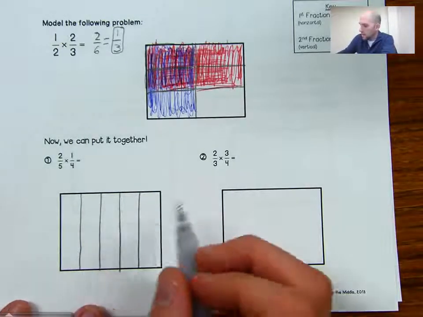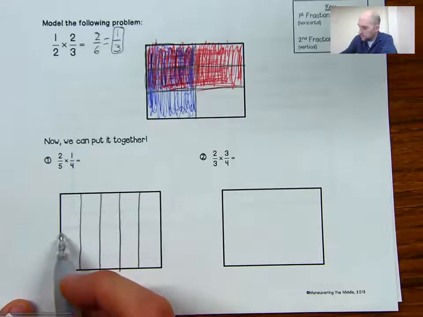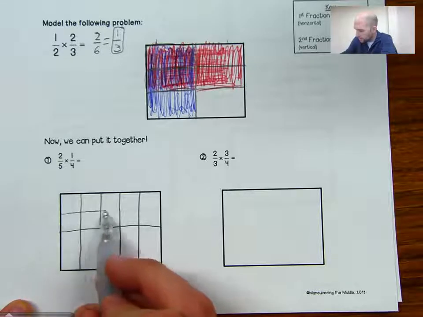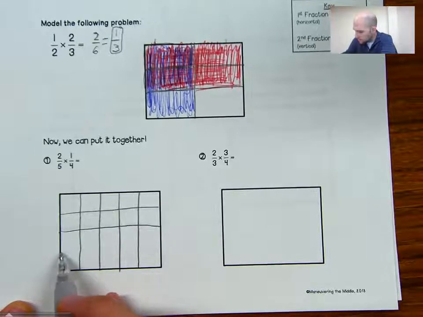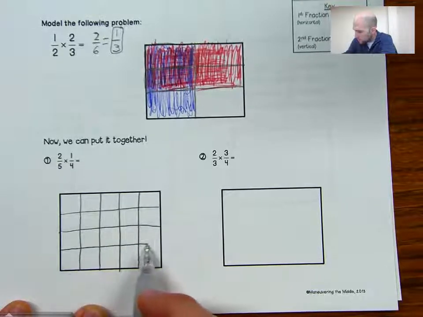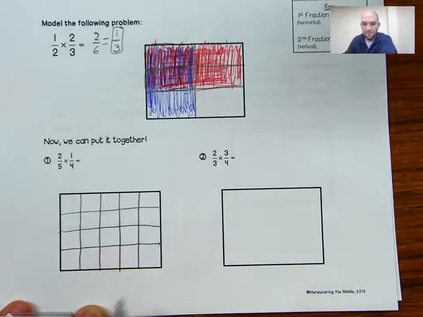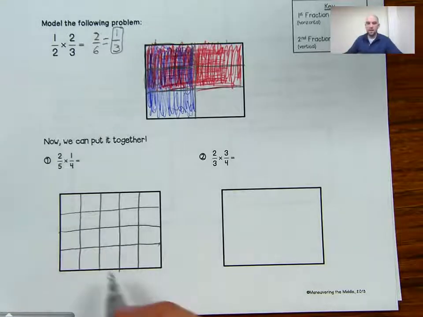And then I need fourths going this way. So when I make fourths, I always split into 2 halves first, and then I cut those halves to make fourths. And now I have a 5x4 grid here, so I have 20. I'm going to be dealing with 20ths.